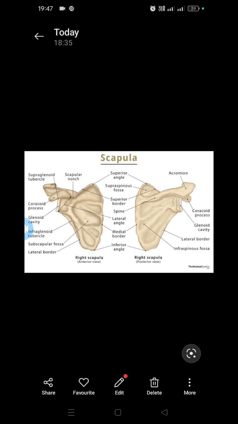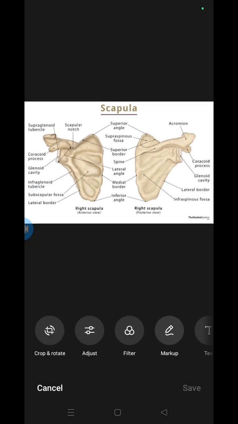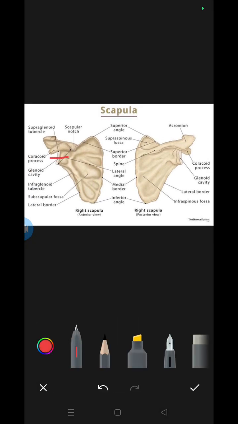Supra means above. This is the glenoid cavity. Supra means above, and infra means below. That is the supraglenoid tubercle, and this is the infraglenoid tubercle.